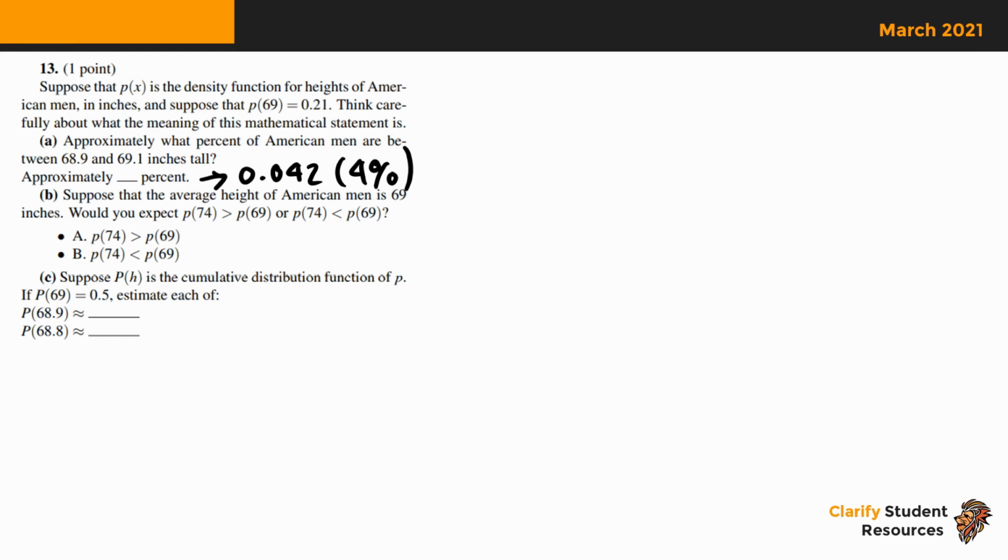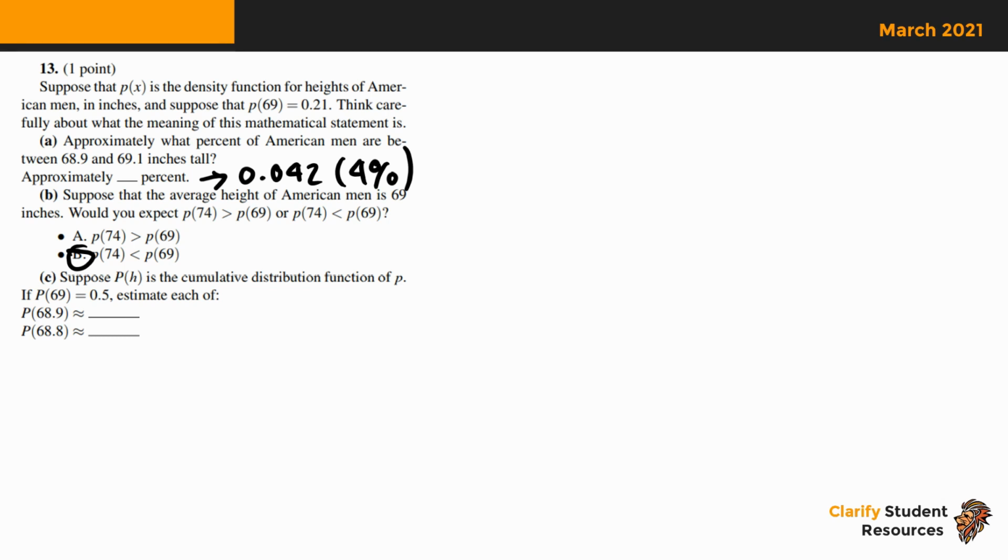So for part B, this question is saying, would you expect P74 to be greater than P69? So we would basically expect B. P74 is less than P69 because it's less likely to find somebody who's 74 inches, somebody who's taller, right? It's more likely that you'll find somebody who's shorter than that. So that's why we would say B.